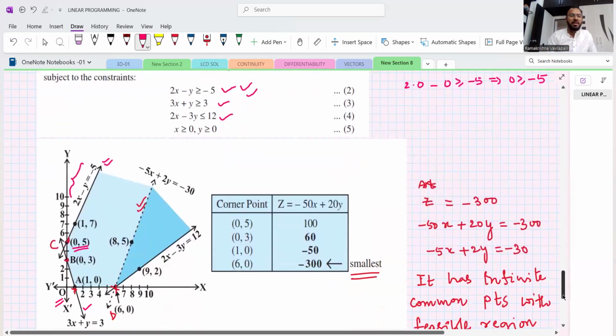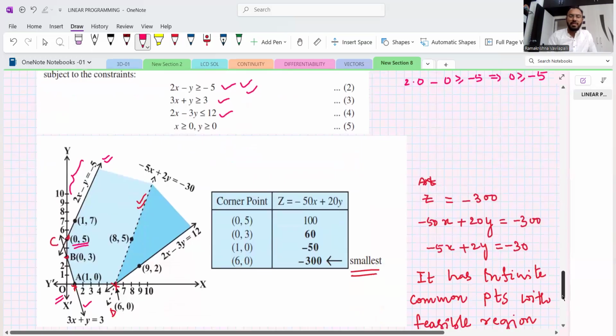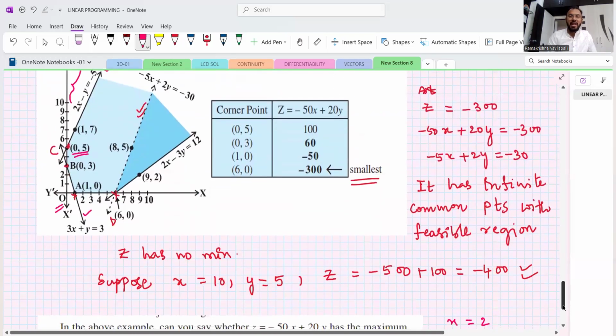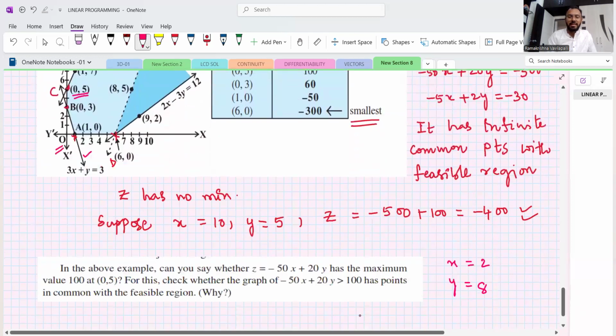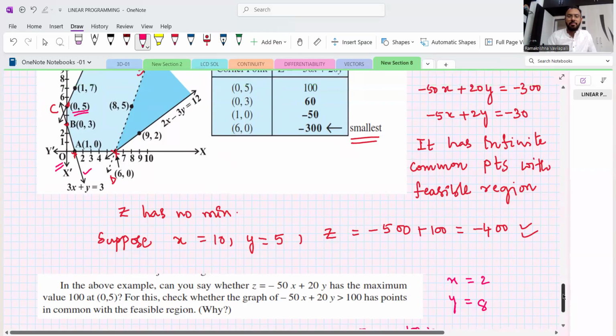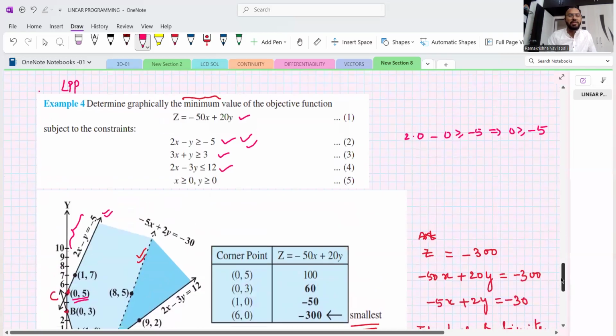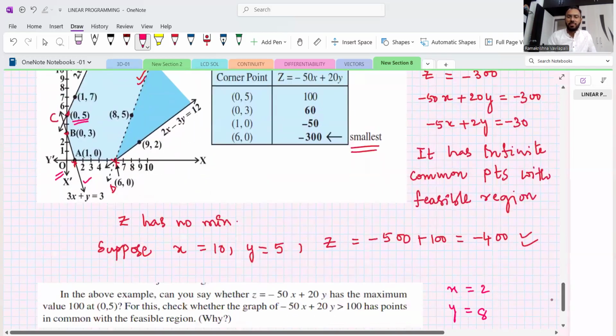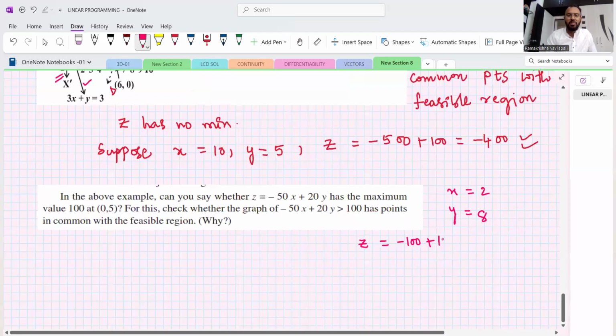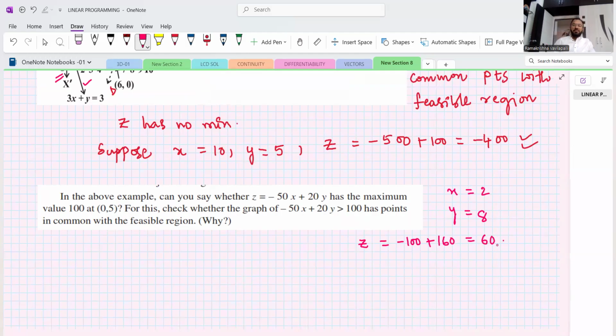Let me check once. 2x minus y. So that is 4 and minus 8. That is minus 4 greater than or equal to minus 5, correct? And what is the z value? Here, this z is equal to minus 100 plus 160. Oh, we got only 60. Maybe we have to set some other value. Okay, I'll see that.